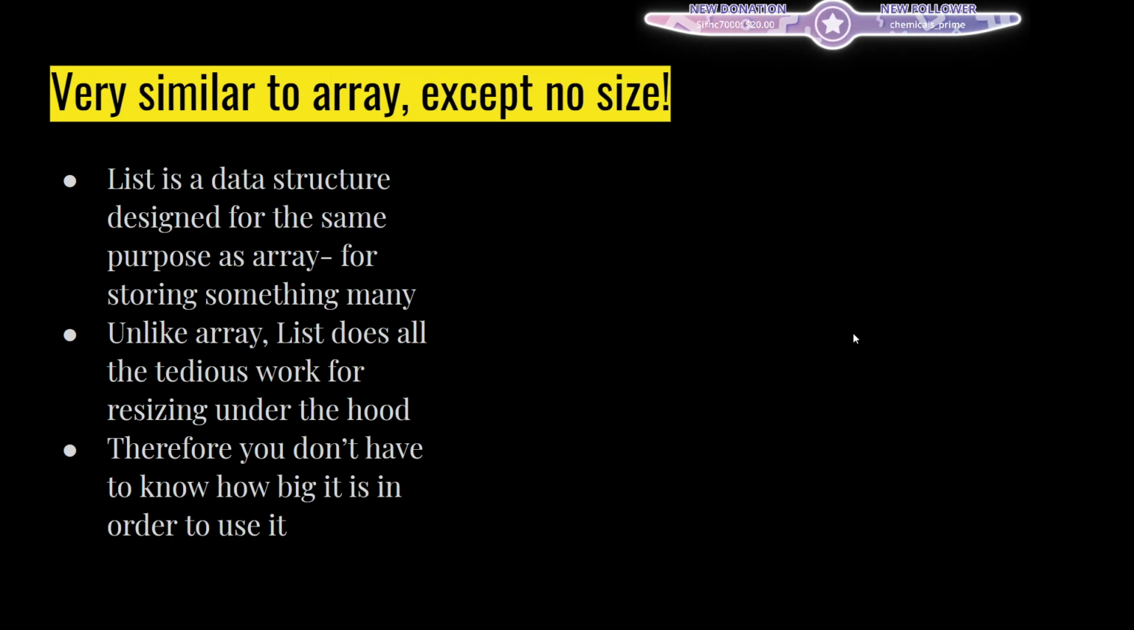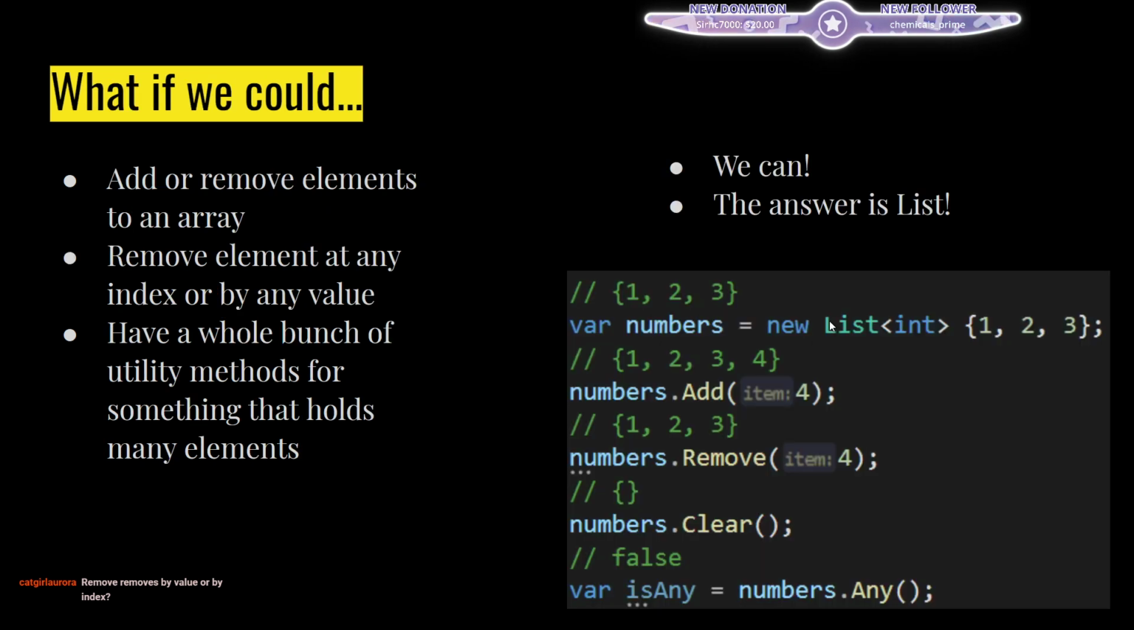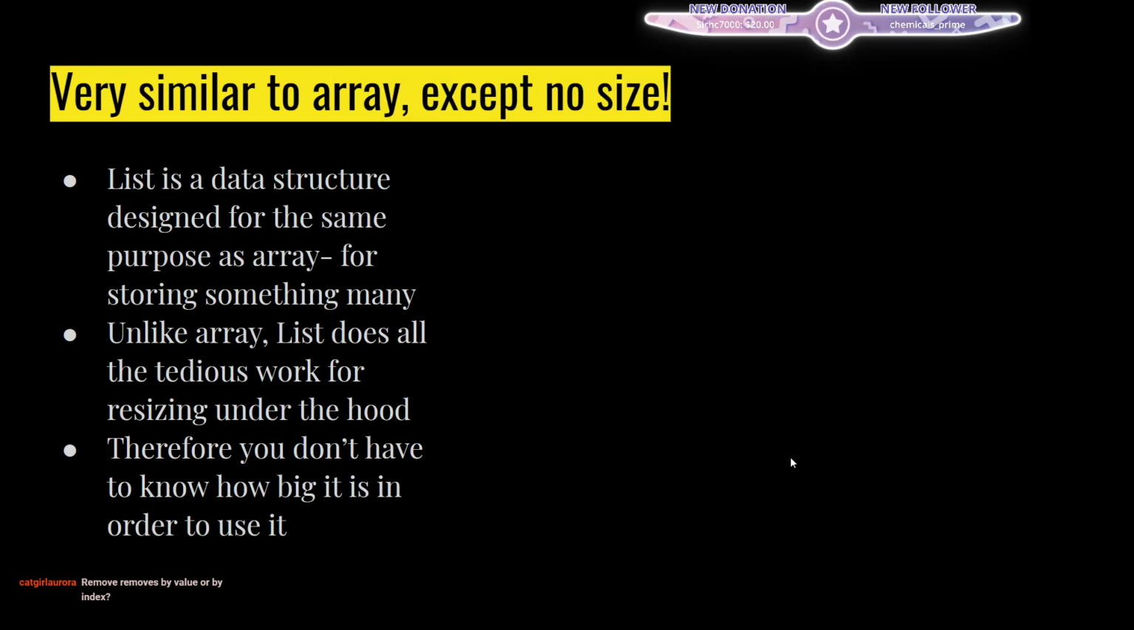So what is a list? Remove removes by value. There is a very similar method called remove at. And if I call remove at 3, it will remove at the third element. Otherwise, I get an out of range exception.